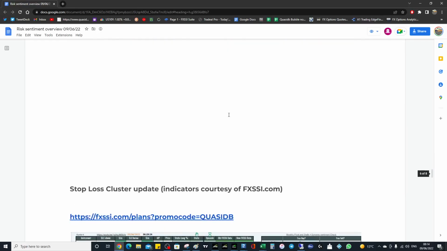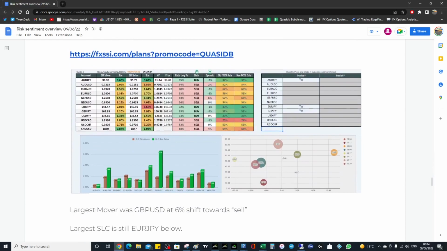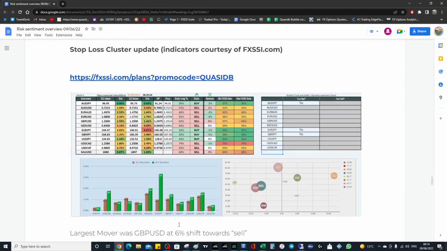And where are we? So the stop loss cluster, the largest mover was pound USD at a 6% shift towards sell. Not really that great movement, to be honest with you. I remember we want sells to agree. So red Aussie USD, pound USD, red euro yen is a green, pound yen is a green, and that's it. Everything else is pretty mixed.